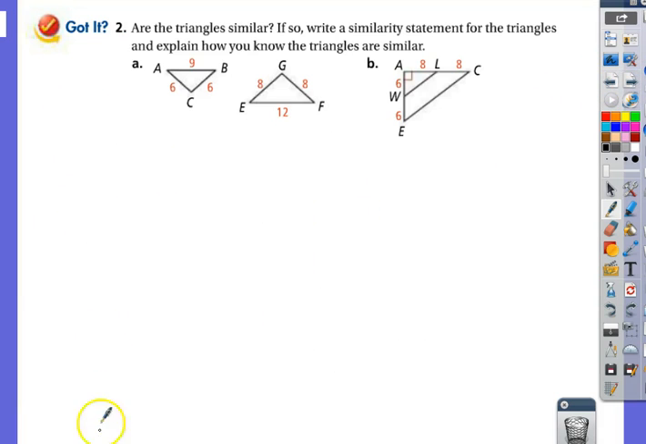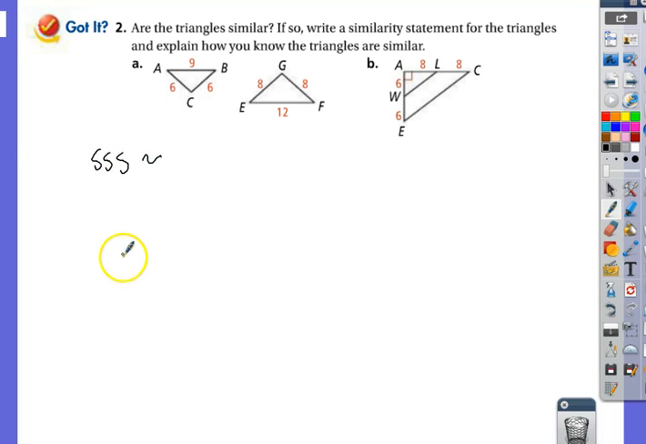All right, here's a couple for you to do. So here we only have two sides to compare: 6 over 8, 6 over 8, 9 over 12. The 6 over 8 and the 9 over 12 are really the only two I care about. Those are equal, so it's similar by side, side, side similarity.